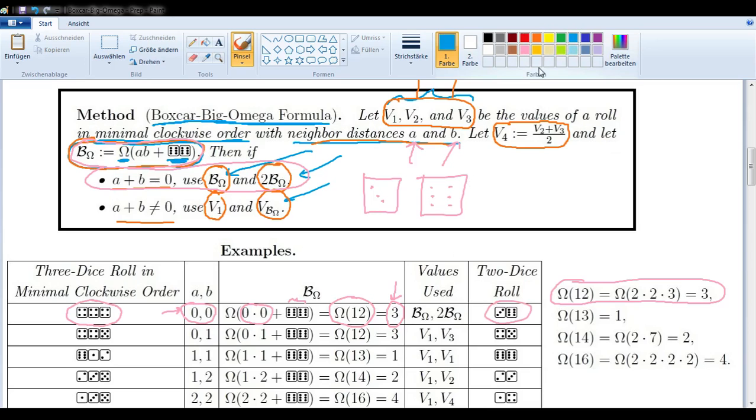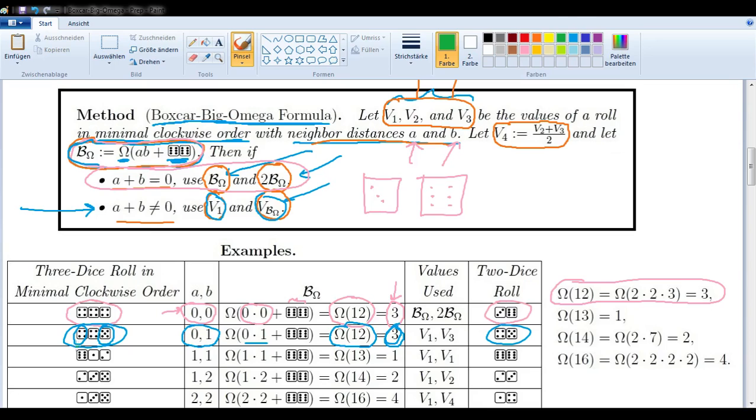Okay, another example. Let's say we rolled a 4, 4, 5. The neighbor distances would be 0 and 1. We put them in to the formula for Boxcar-Big-Omega. Again, we have big omega of 12, which again gives us 3. This time we're in this case here, which means we use V1 and V sub 3. So in other words, value 1 and value 3. So we use 4 and 5, which is exactly what we get here.